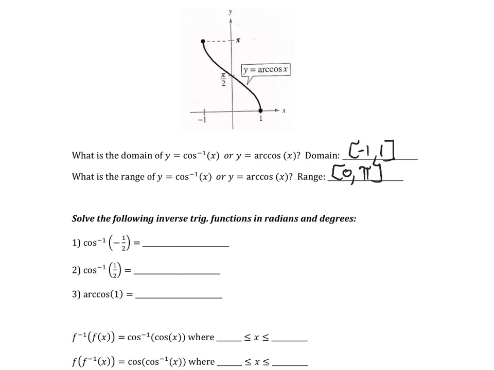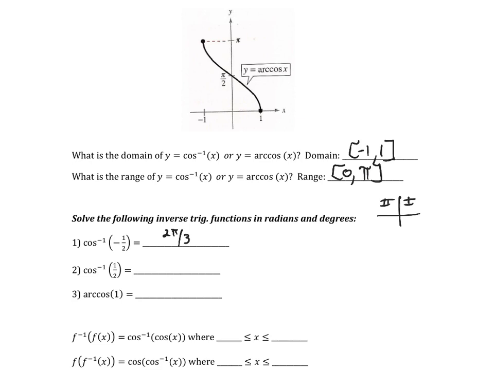So again, since my range is 0 to pi, I'm really thinking quadrants 1 and 2. What angle in quadrant 2 would have a reference angle of pi over 3? That would be 2 pi over 3. Hence my answer is 2 pi over 3. That's where I'd get a cosine ratio of negative 1/2 in quadrants 1 and 2.